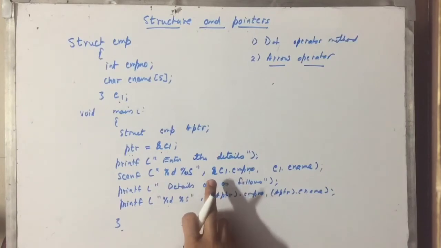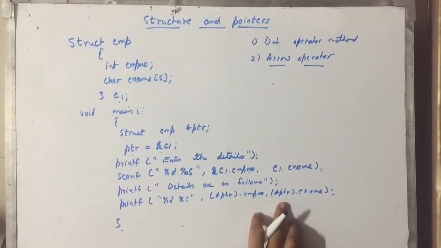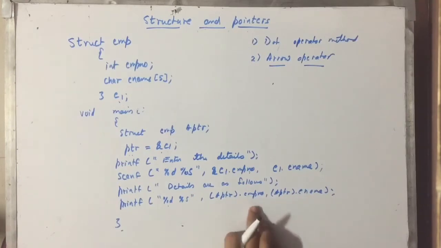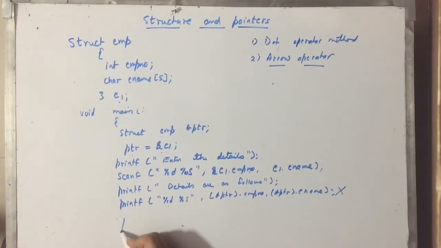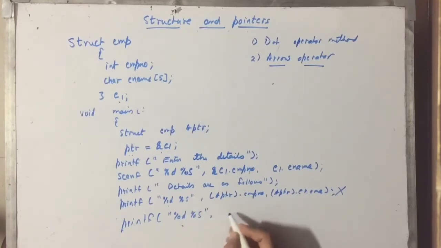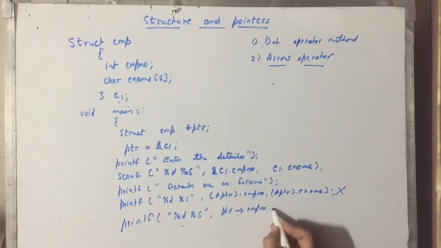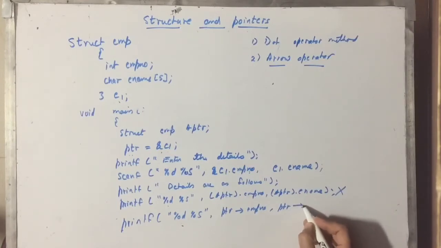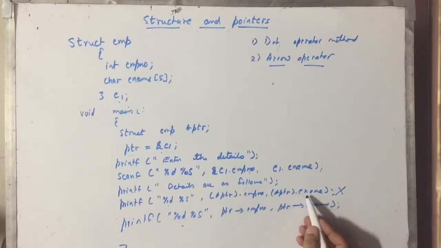If you want to initialize the variables, they can be initialized as well, and instead of the dot operator method we will be using arrows to print the pointer value. So instead of this printf statement you can have another printf statement. I will just write it down. We are printing two values here, percentage d and percentage s, that is the string value. The pointer name is ptr and we are referring to empno, and the pointer name is ptr and we are referring to ename out of it. This statement can be written instead of this.